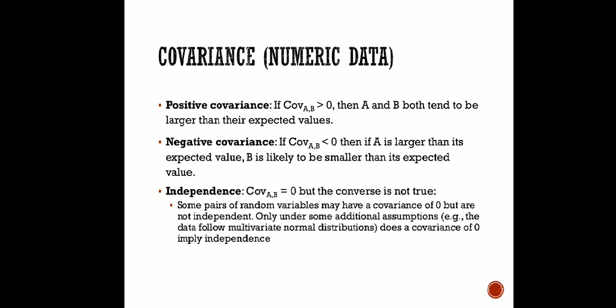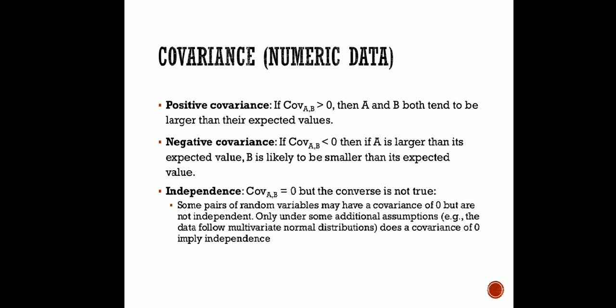You can see here, if the covariance of A comma B is greater than 0, then A and B both tend to be larger than their expected value. That means if A increases more with respect to what the expected value of A is, B is going to follow the same path as well. If the covariance value is negative, then if A is larger than its expected value, B will work in a reverse fashion. It will be smaller than the expected value.